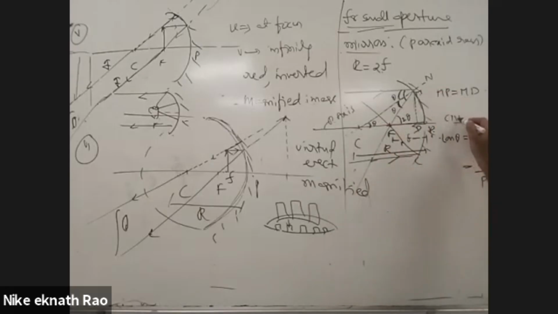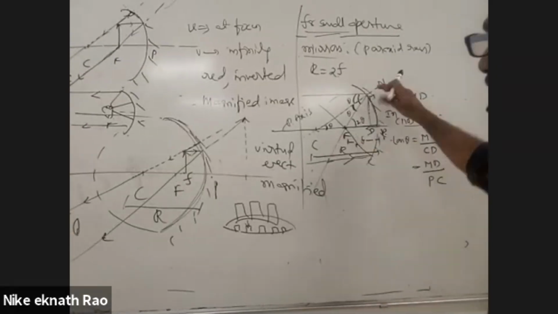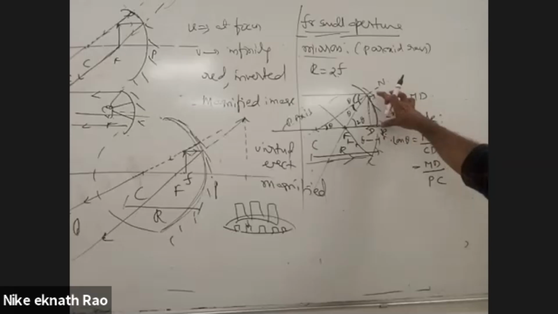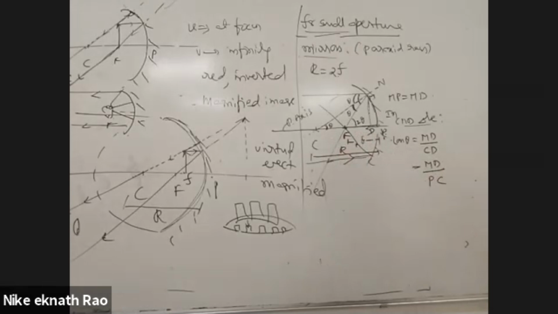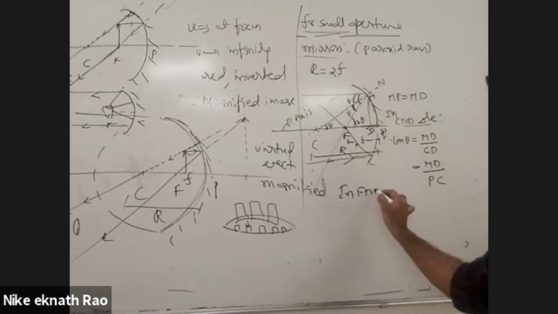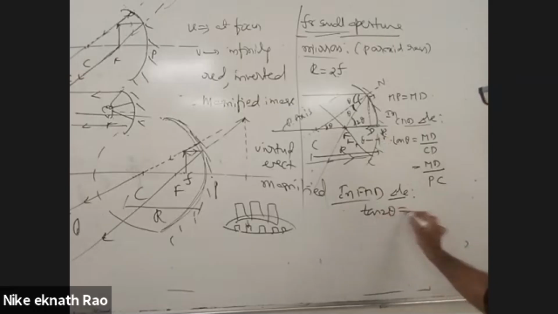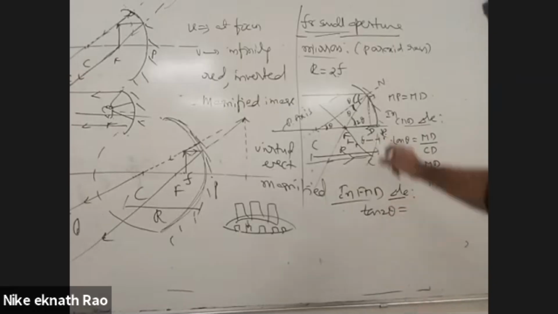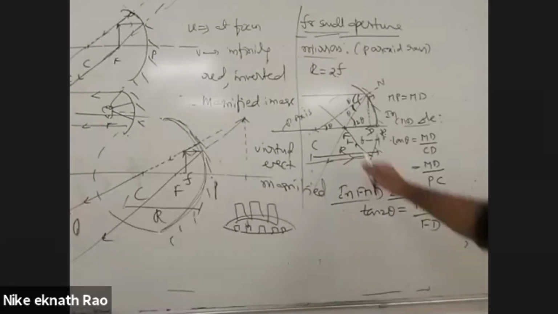In triangle CMD, tan theta is opposite by adjacent. Opposite side MD is equal to MP for a small aperture mirror, and the adjacent side is PC. Similarly, in triangle FMD, for tan 2 theta, the opposite side is MD or MP, and the adjacent side is FD. But FD is equal to FP, as they coincide.